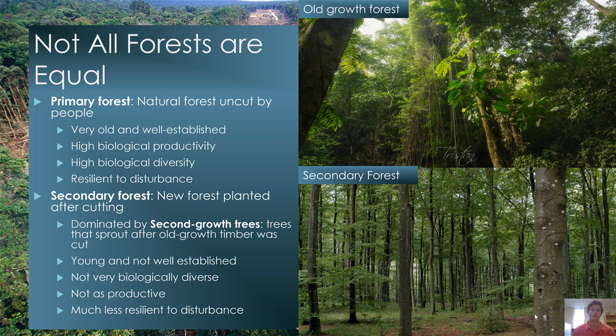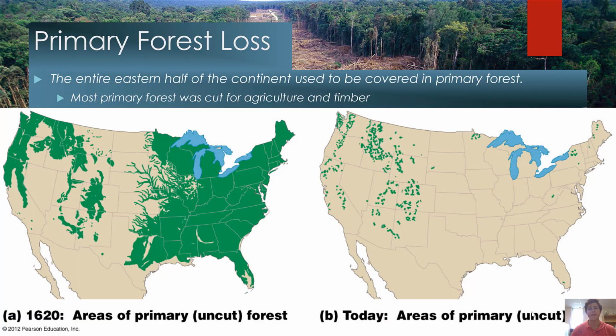These secondary forests are typically young and not very well established, and as a result, they're not very biologically diverse, they're not quite as productive, and they're much less resilient to disturbance. And this is important to keep in mind because we have lost a lot of our primary forests. The entire eastern half of the continent was once covered by primary or old-growth forests, and you can see here on the left side of the screen back in 1620 the estimated area of old-growth forest. However, almost all of that is lost.